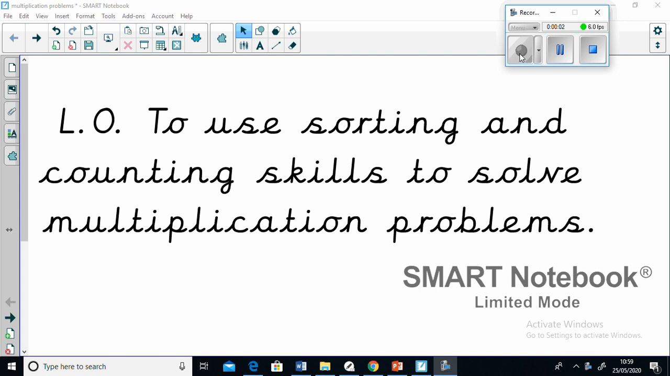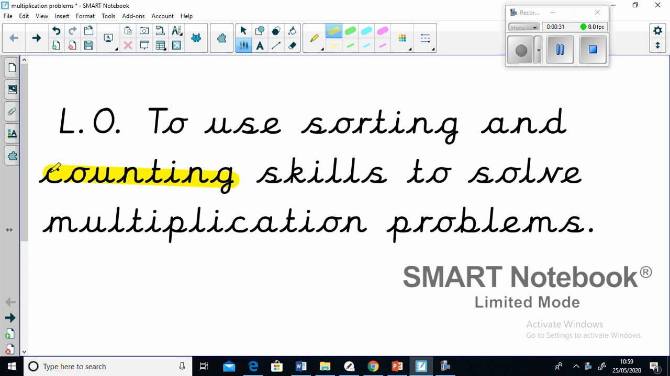Hey Beech class. To solve some of the multiplication problems that we're going to be looking at this week, there's two main skills that we're going to have to use. The first skill is what we've recorded as counting skills. Now, by counting skills, we'll talk about the skills of counting up in multiples. In year 2, we practice counting up in ones, twos, fives, and tens.